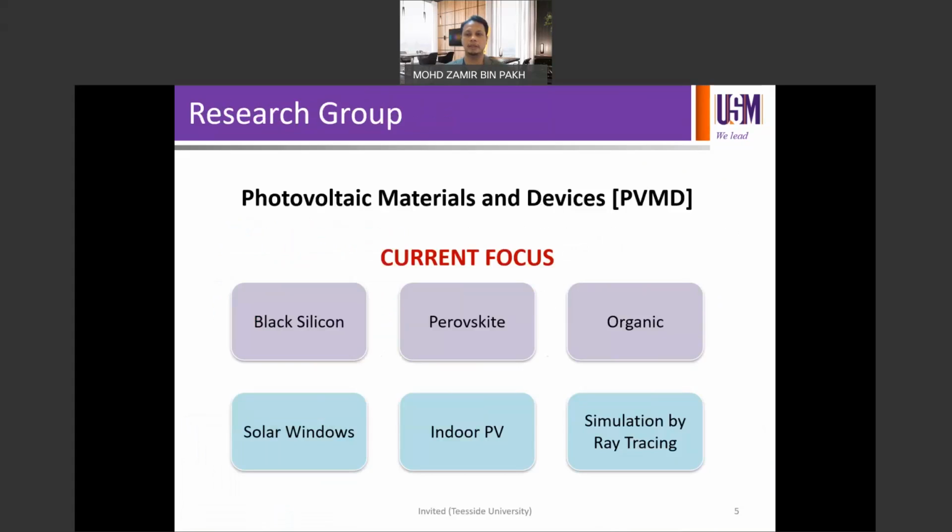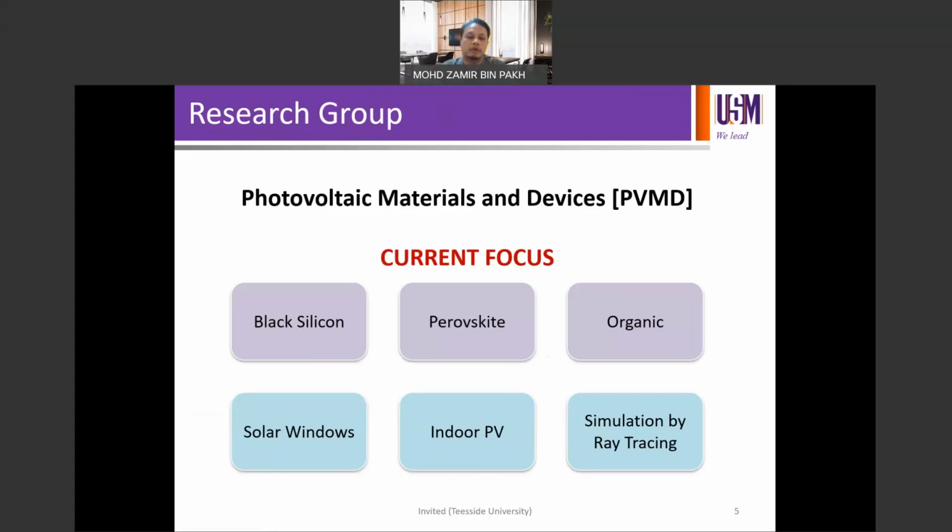Now I'm handling a research group called Photovoltaic Materials and Devices, or we call it PVMD. In our group now we have a couple of PhD students, MSc students, and also final year project students, or FYP students. Our current focus is on black silicon solar cells, perovskite solar cells, and organic solar cells, and we do evaluation or R&D for various types of applications.